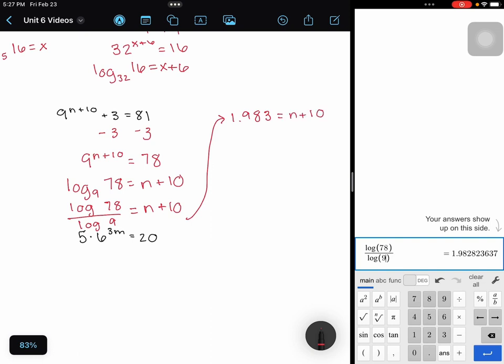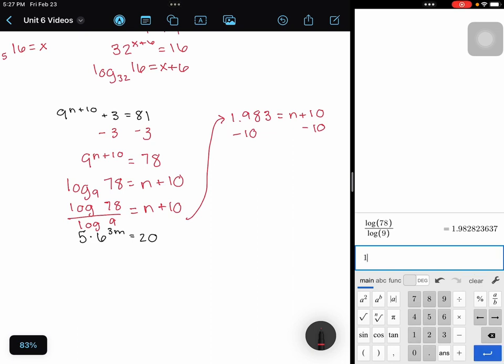We still want to round to the thousandths place, even when we're working inside of a number. So for this one, we have our number, but we're not quite done yet because we need to find what n itself is. So I'm going to subtract 10 from both sides. And I need to type this into my calculator. So 1.983 minus 10 is negative 8.017.